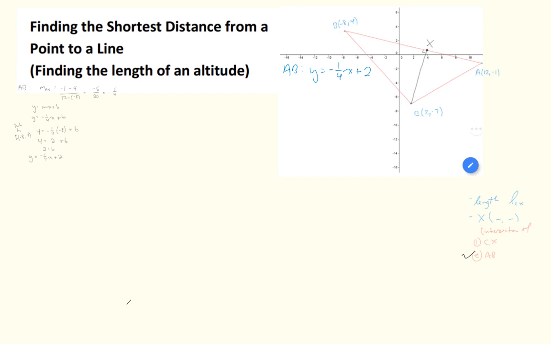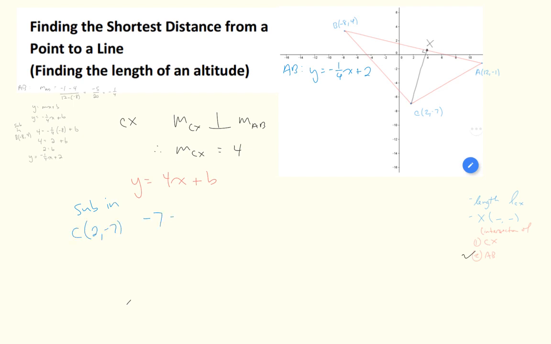Okay, so line CX. What do we know about line CX? Well, we said that we can get the slope from the fact that it is perpendicular to line AB. So we're going to write something to that effect. We know that the slope of CX is perpendicular to the slope of AB, right? Therefore, the slope of CX is 4, or 4 over 1. And we will put that in right away. y equals 4x plus b. To find our equation, we will sub in the only point we can, which is C, 2, negative 7.